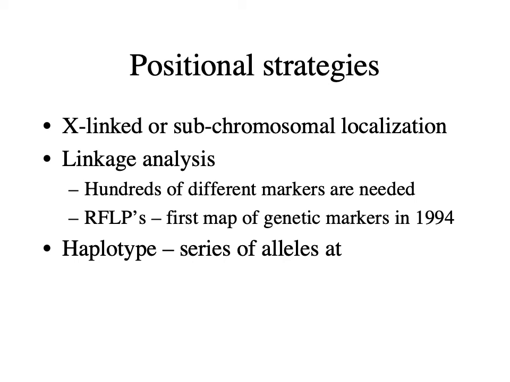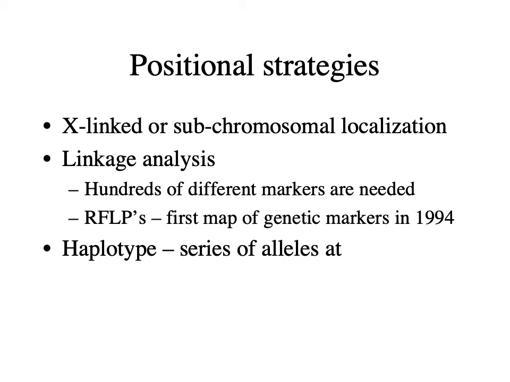In addition to that, linkage analyses were performed where different types of experimental approaches would aid in identification of loci or regions of DNA that held the gene of interest. Hundreds of different markers are needed for this type of approach, and the technique of RFLP, or restriction fragment length polymorphism, helped to lead to the first map of genetic markers, which was produced in 1994.